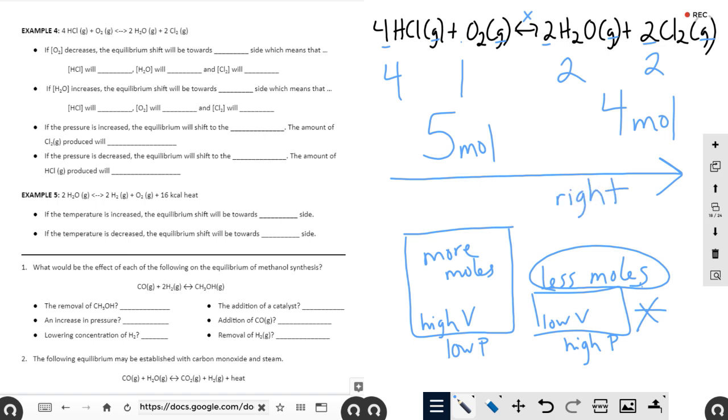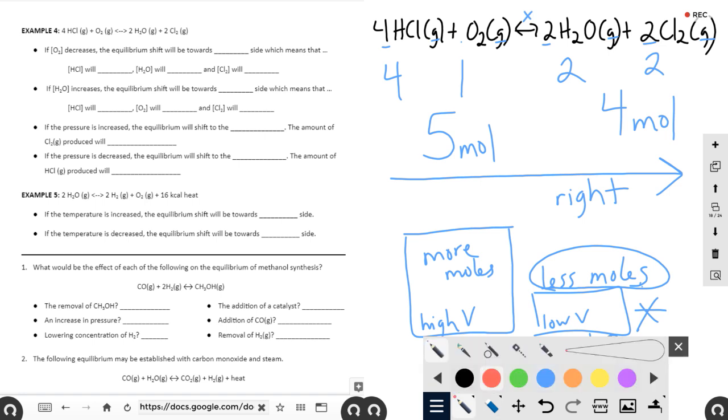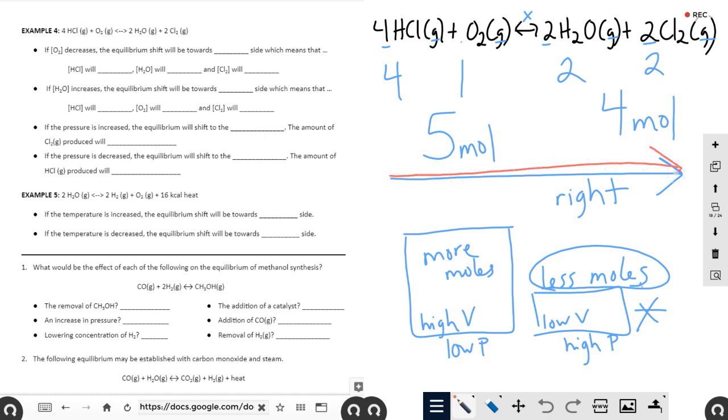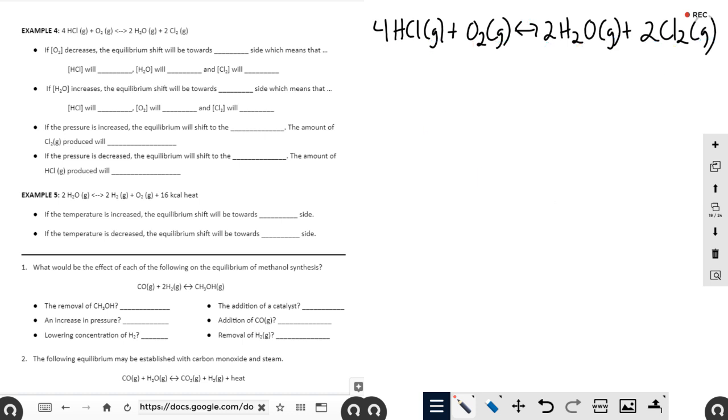And then it says the amount of Cl2 produced will what? Okay, so let me switch pen colors here. When the equilibrium shifts this way, I will use this up, I will use this up to make more of this and make more of this, okay? So the amount of Cl2 produced will go up, all right? All right, one more question for this one.